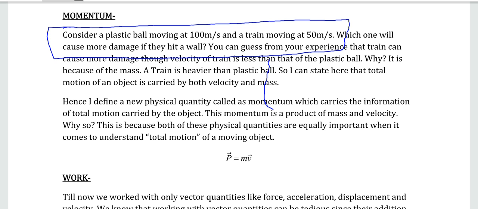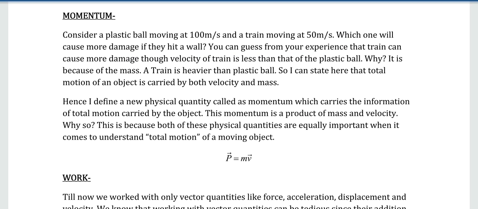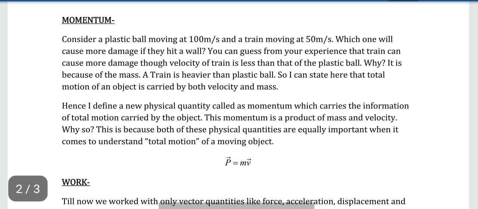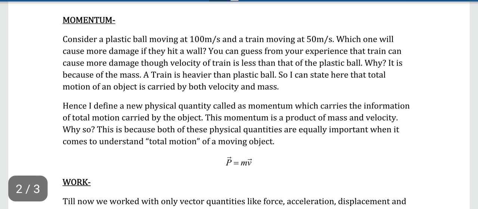So how much motion a moving object contains is determined not only by velocity but also by its mass. Hence, to explain the amount of motion that a moving object has, we define the term momentum, which is the multiplication of mass and velocity, because mass is also important and velocity is also important, so you just multiply them both. So this is how we came across the term momentum.